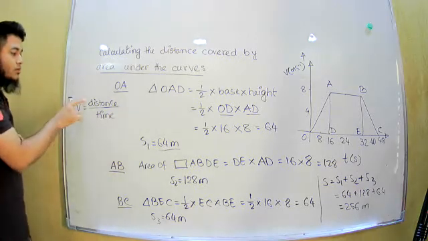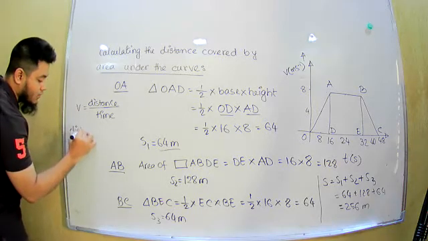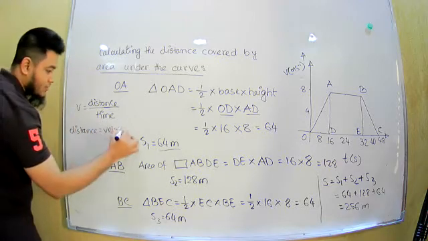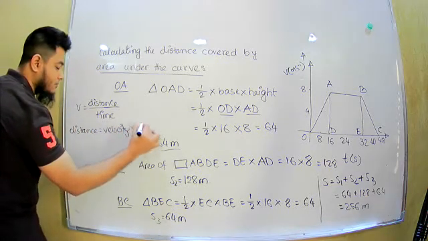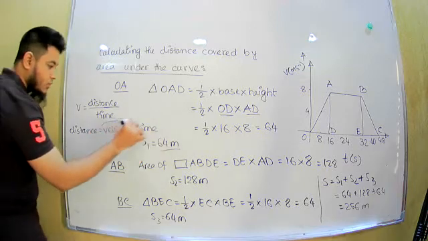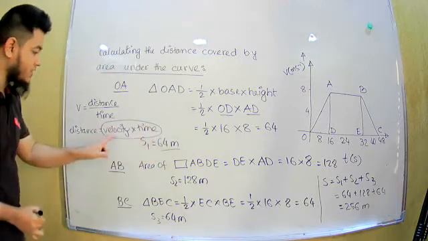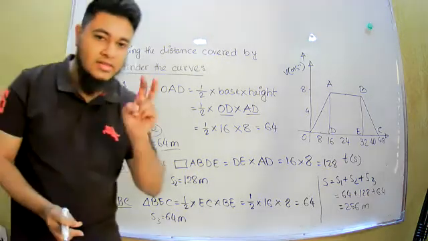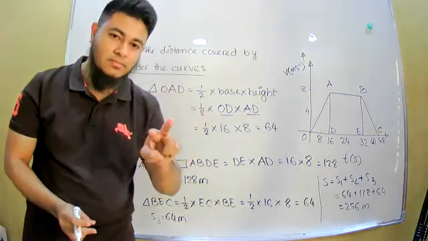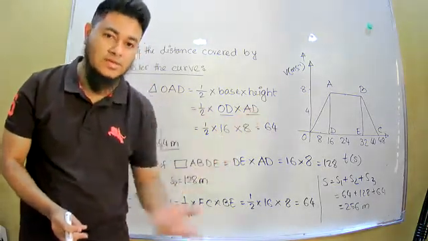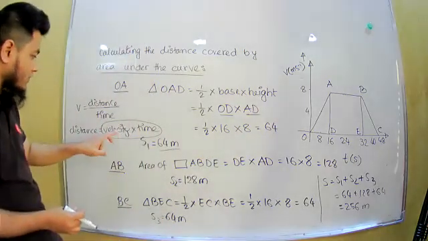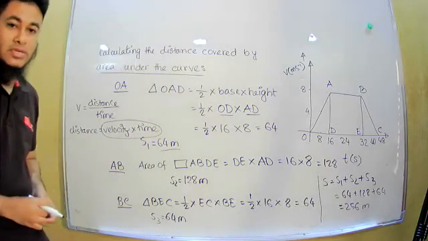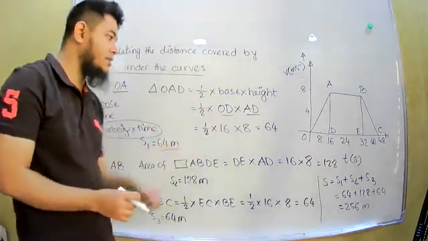From here, if I tell you to calculate the distance, what do you have to do? You have to cross multiply velocity with time. So whenever we see that we are multiplying velocity and time, we should be getting distance as the result. If I take the product of velocity and time, then the product that I will get is distance. So let us see what we are actually multiplying here.